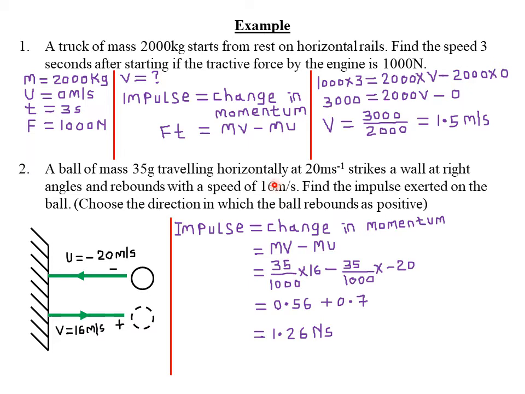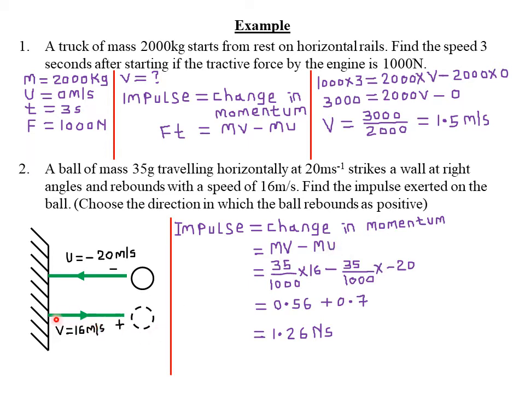So this is positive 16 as our final velocity v, because it is in the positive direction. Therefore our final velocity is positive, because we have been told by the question to take that direction as positive. Therefore the final velocity is 16, then minus the mass of the body. Remember, mass is constant everywhere, that's why it is not changing. So the mass of the ball is still 35 grams. To convert into kilogram, we just divide by 1000. Then we multiply by the initial velocity of that particular body.